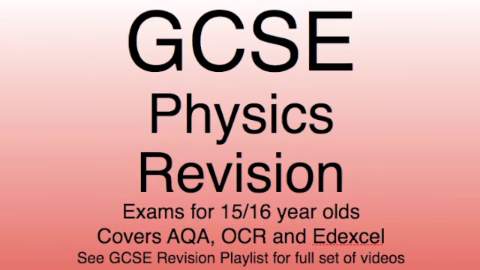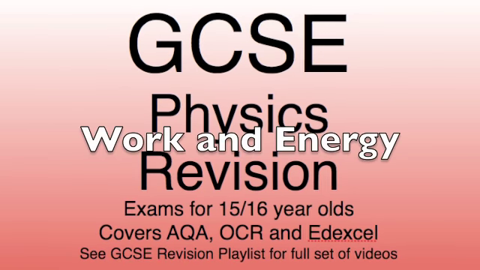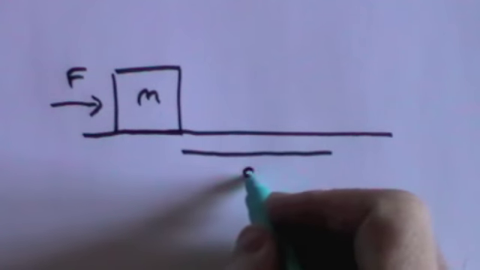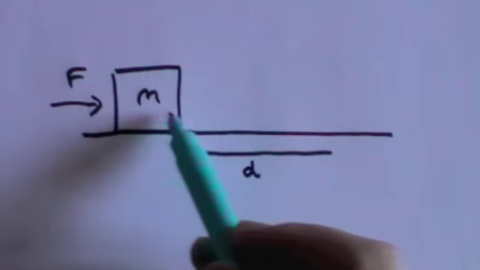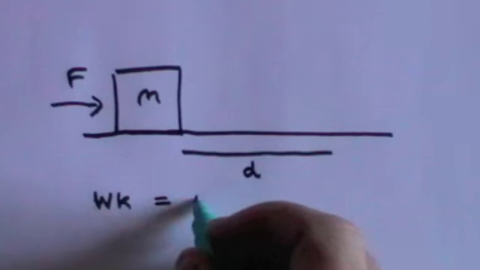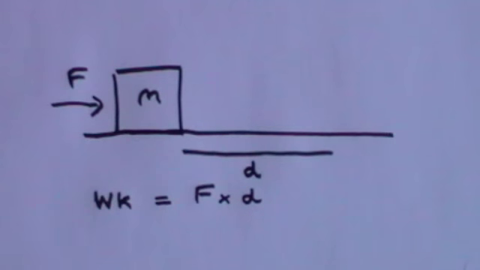Hello, today we are continuing our GCSE physics revision series looking at work and energy. If we have a mass, m, on the floor, and we push it with a force F through a distance d, so we push it from here to here, then the work done, as far as physics is concerned, is simply equal to the force times the distance.